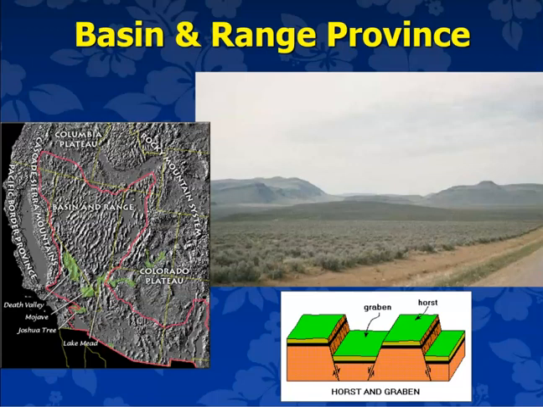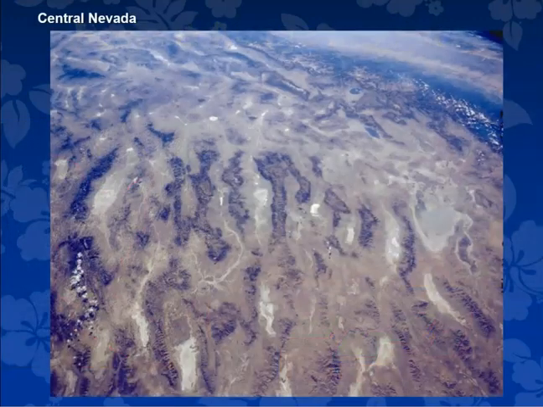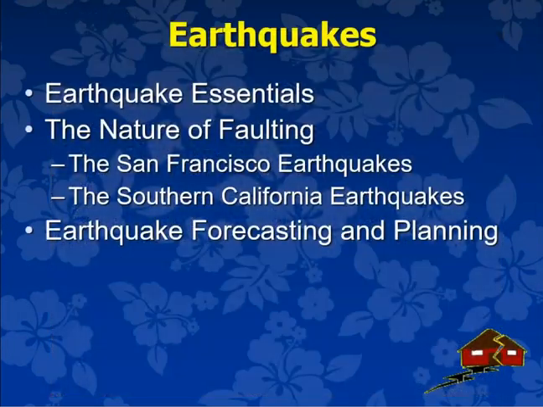Now, the Basin and Range, we saw this before when we were talking about Santa Ana winds, because this is where that high pressure can develop over the Basin and Range province. But the high pressure has nothing to do with the Horst and Grabens. It's just that's where it developed. So this is Central Nevada, Horst and Grabens for days.